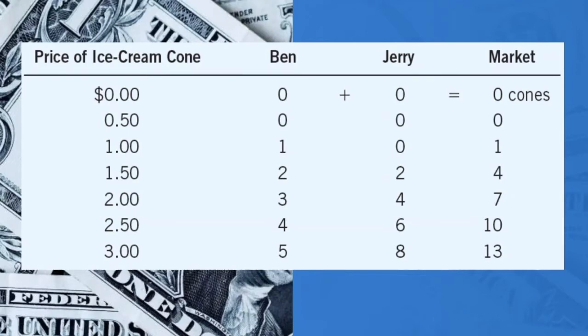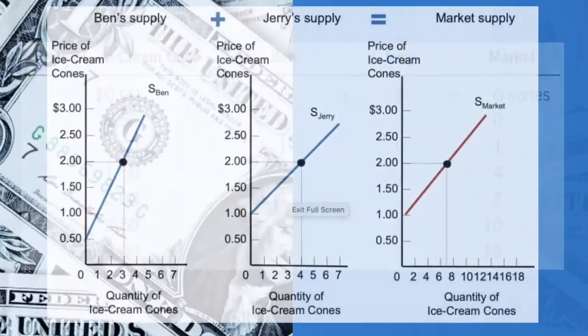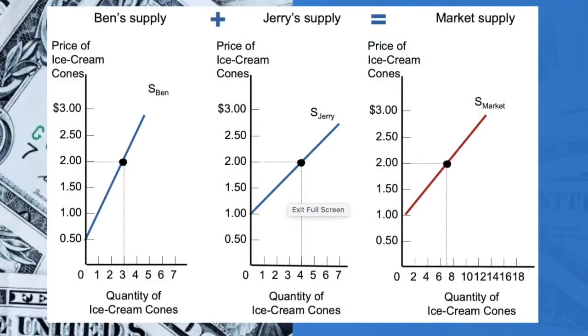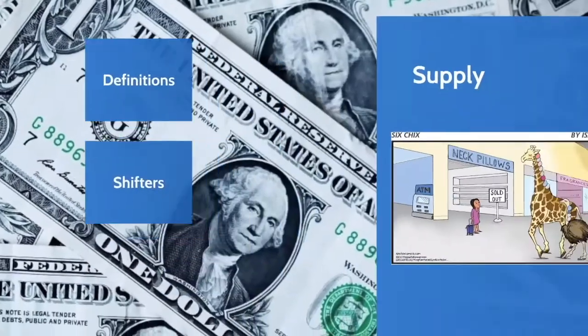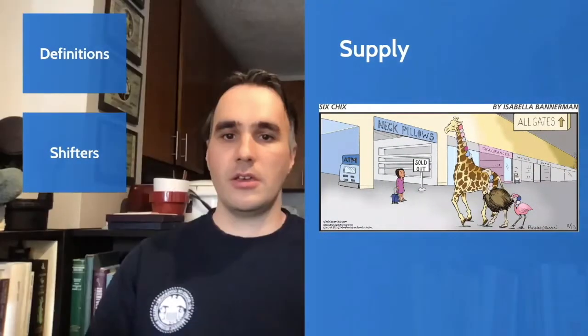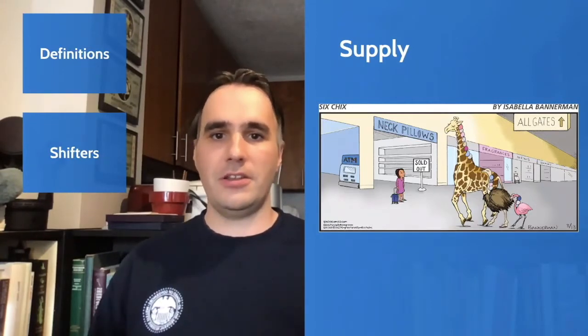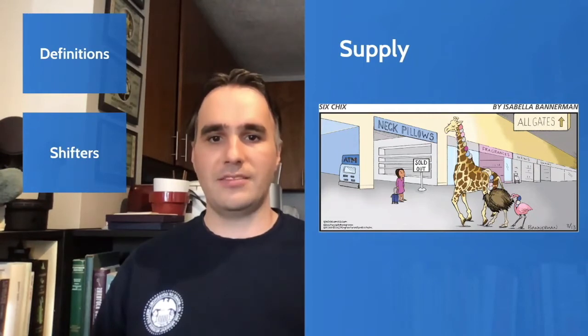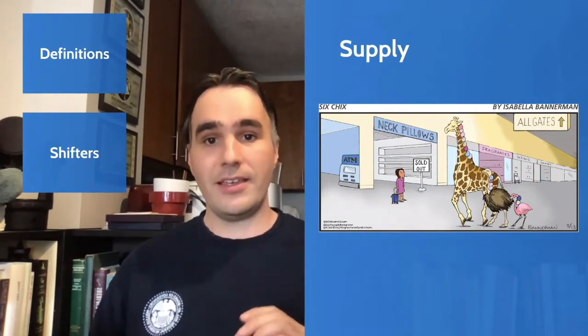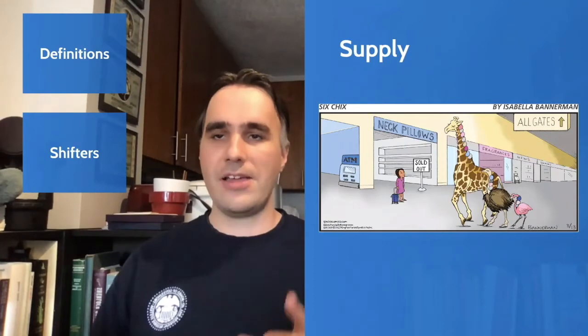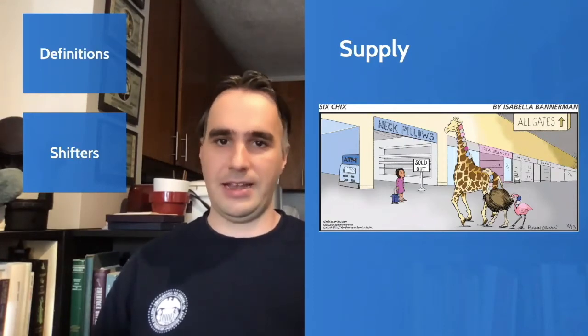And like with demand, we can also see this in the form of a graph. Here we have Ben's supply curve and Jerry's supply curve, and all we do is add them together and get the market supply curve. So basically, that's all you need to know to describe supply at an instance, just like demand. The supply curve is the supply at a single instance in time.